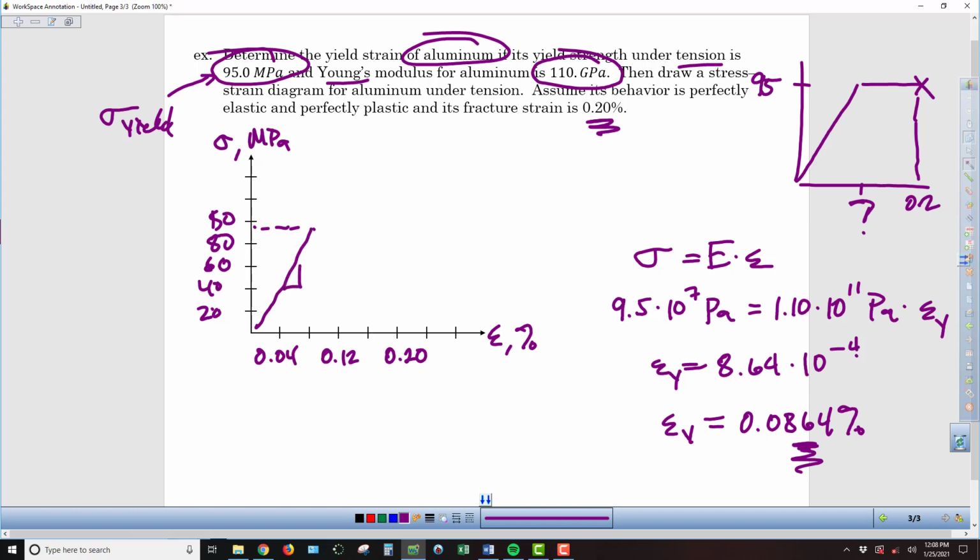And so the slope of that line is our Young's modulus. And then we've got this idealized graph, so we're just going to be straight across until we reach that fracture strain at 0.20%. And so here is our graph of this idealized aluminum under tension under these parameters.